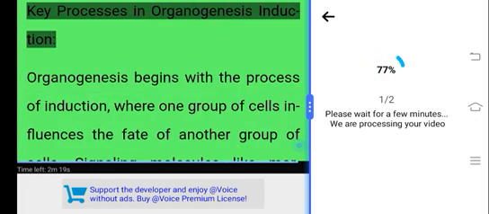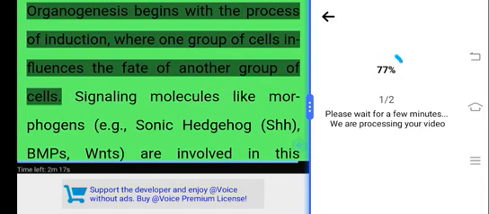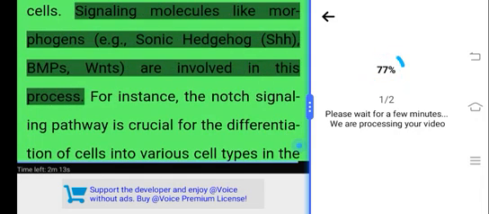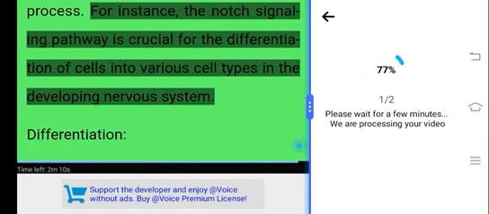Key processes in organogenesis: induction. Organogenesis begins with the process of induction, where one group of cells influences the fate of another group of cells. Signaling molecules like morphogens, e.g., sonic hedgehog, BMPs, and WNTs, are involved in this process. For instance, the Notch signaling pathway is crucial for the differentiation of cells into various cell types in the developing nervous system. Differentiation.